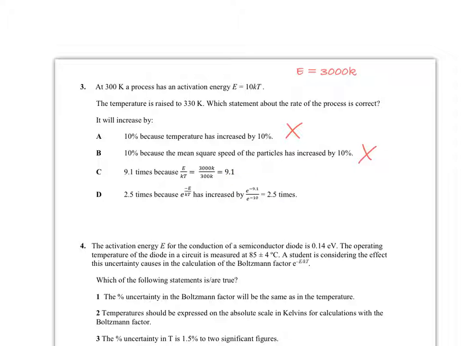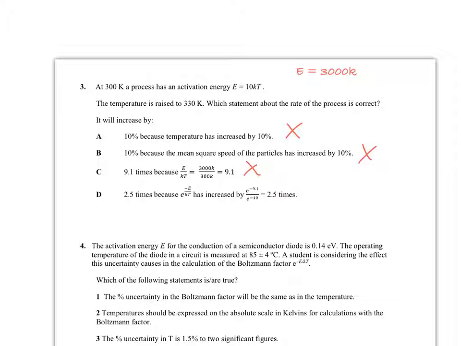Now, actually, this doesn't tell us anything about what happens when we increase the temperature. It only tells us about the ratio between the activation energy and the mean energy, which is when we're at 300 Kelvin. So nothing about 330 Kelvin. So we're not going to take that one here.